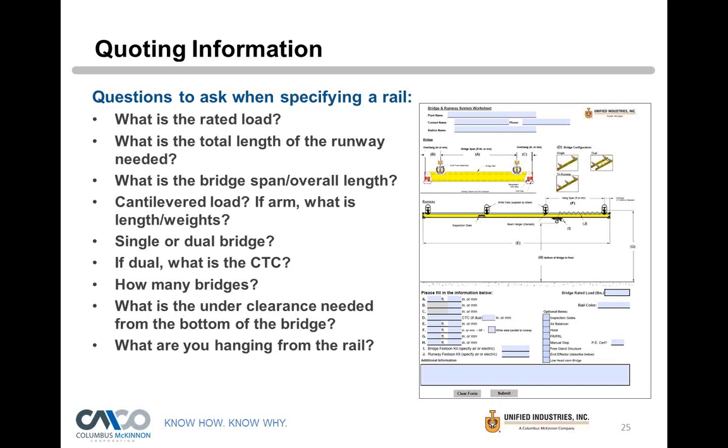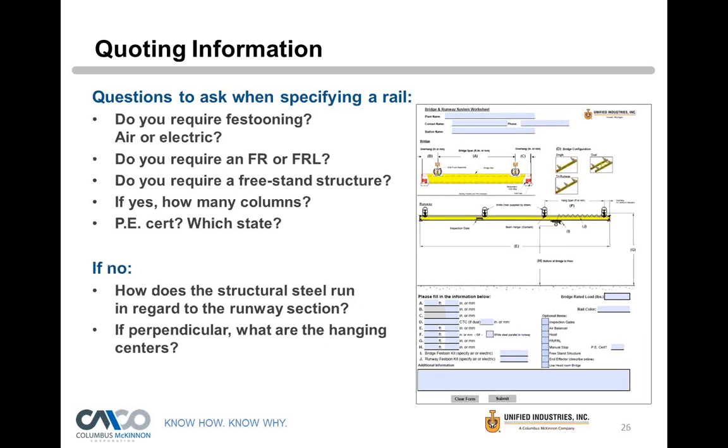We talked real briefly about the bridges. You saw there's a dual bridge, a single bridge. Some people always question what's the CTC, so that's the center-to-center difference between the bridges. Most commonly you'd find it'd be 24 inches or 36 inches. What's the underclearance needed from the bottom of the bridge? That's obviously a big one. Some more questions: do you need the air electric festooning?